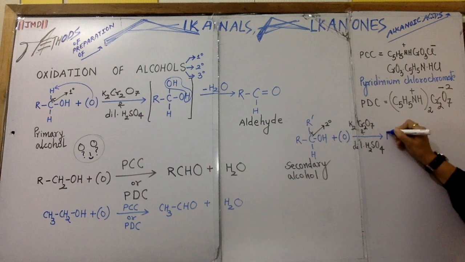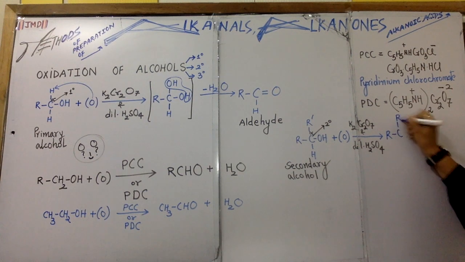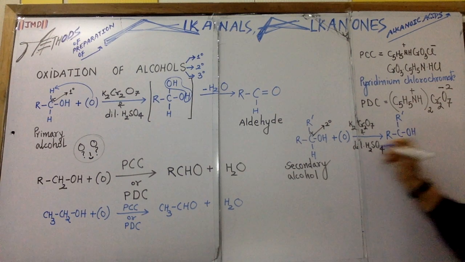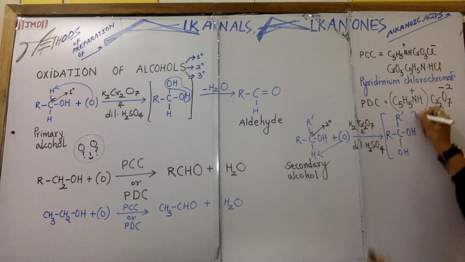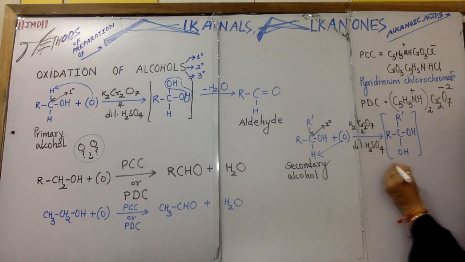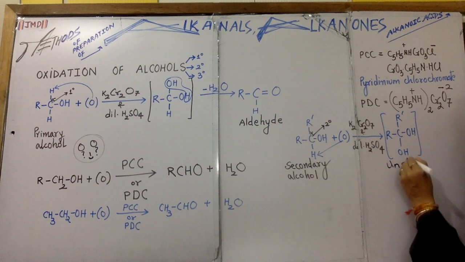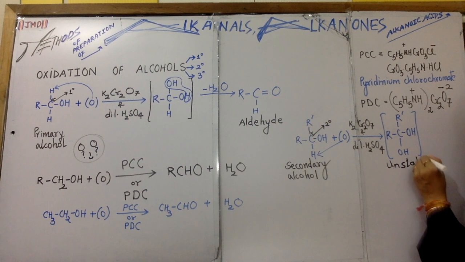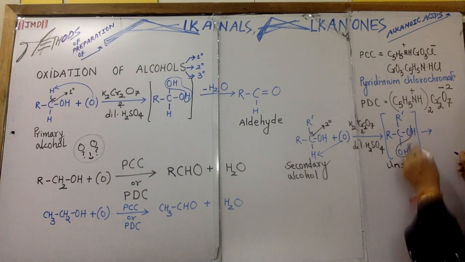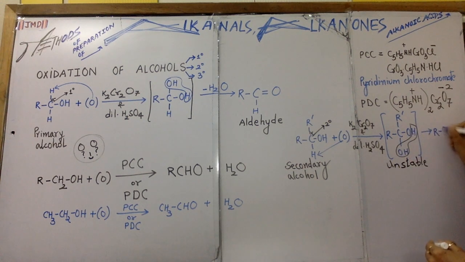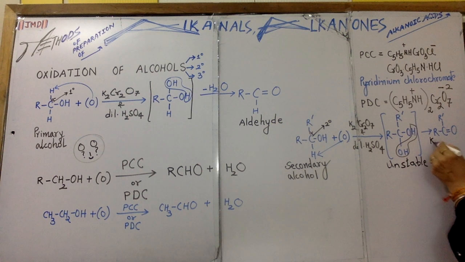Okay, so our R-C-R dash, H, OH here, this O attacks here and I get an OH over here, so this is unstable. एक कार्बन पे दो OH नहीं हो सकते. So it loses the molecular water, ये गया, and we get R-C-R dash. Hope the board is clear. Double bond O plus water. This is ketone.